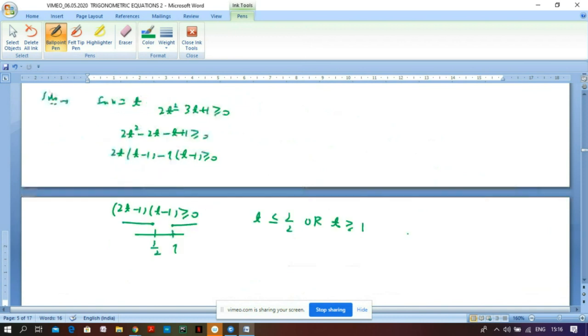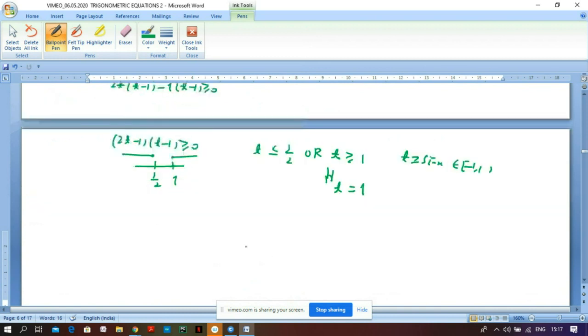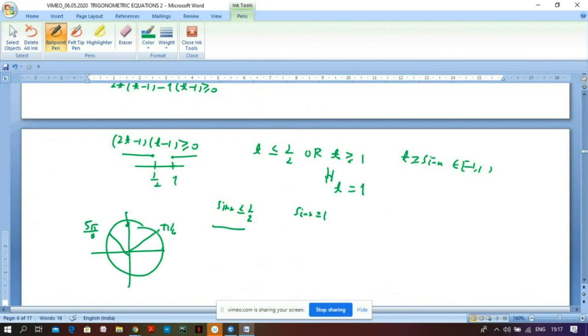But t equal to sine x, which belongs to minus 1 to 1. And so this implies t equal to 1. So you get sine x less than or equal to 1 over 2, and sine x equal to 1. Now to solve sine x less than or equal to 1 over 2, consider the trigonometric circle. This angle is pi by 6. This is 5 pi over 6. At this the value is 1 by 2. I have boxed it. At this also the value is 1 by 2. Here the value is 1 at pi by 2.